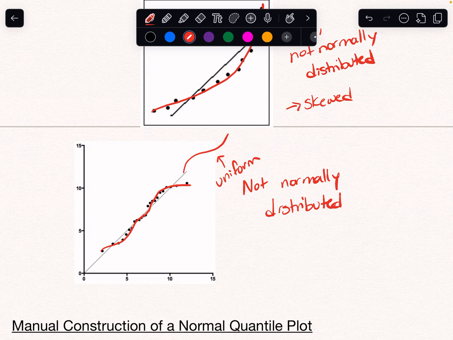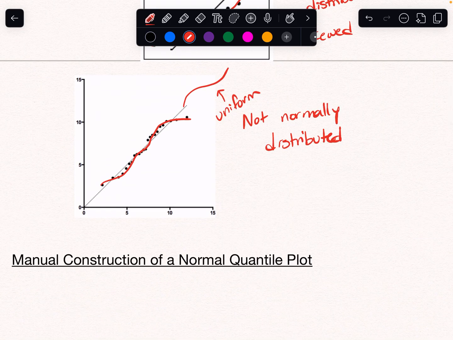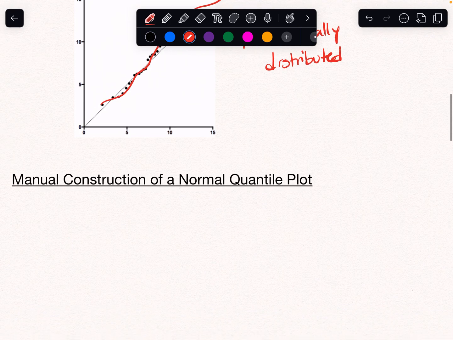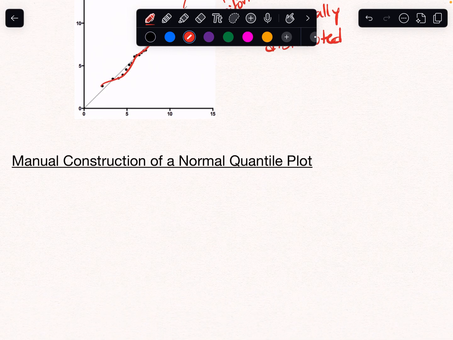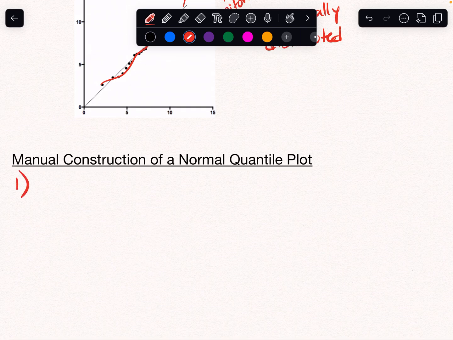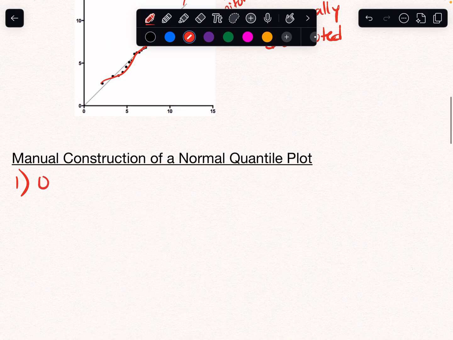Okay, so like I said, we're actually going to be creating these scatter plots. There are steps to actually do this. There are 5 steps that we're going to follow, and we're going to do this for one example because it's kind of a process. So step number 1, we're going to order our data from least to greatest.